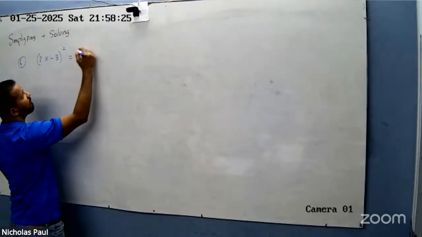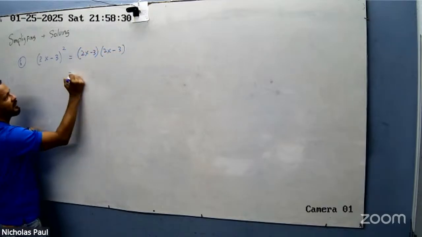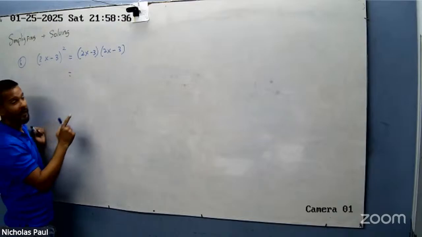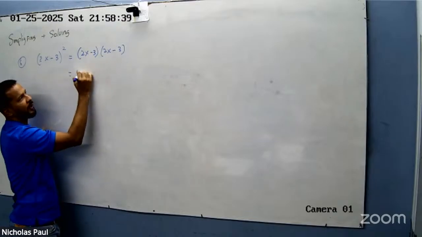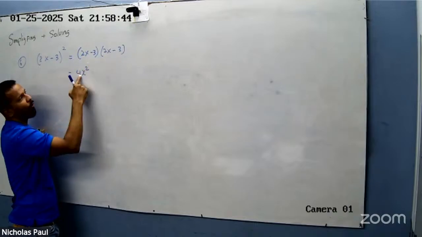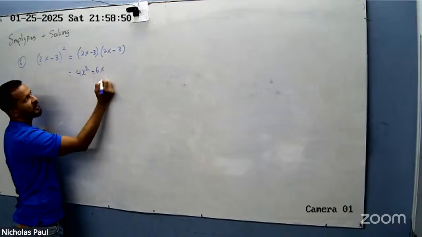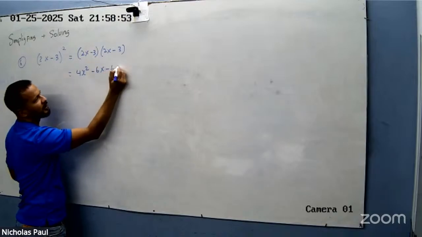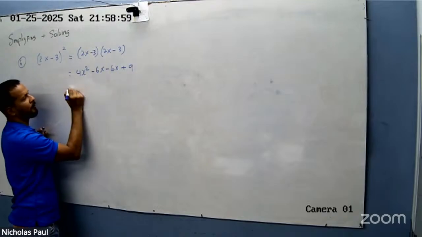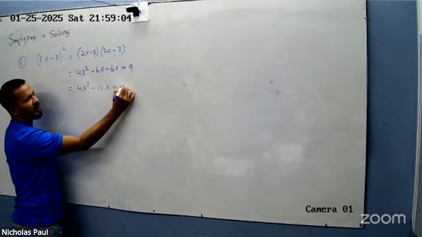Right? So you should have 2x minus 3 by 2x minus 3, right? 2x by 2x is what? 4x squared, right? 2 by 2 is 4, x by x is x squared. 2x by minus 3 is minus 6x, minus 3 by 2x is minus 6x, minus 3 by minus 3 is plus 9. Right? So you'll end up with 4x squared minus 12x plus 9.